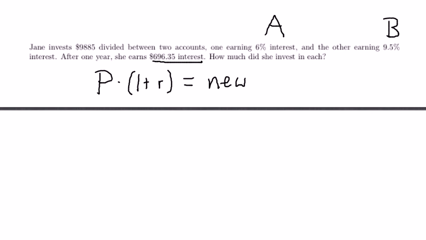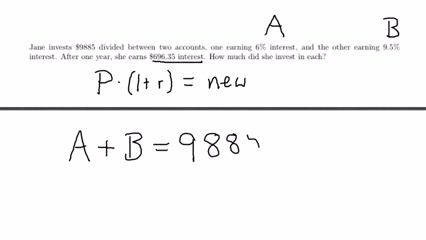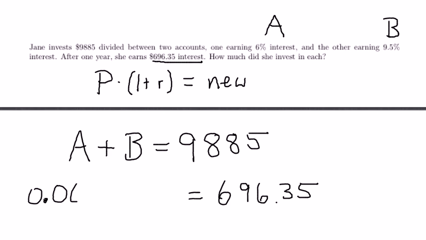Hopefully you can see one of the equations is very easy. A plus B is 9,885. And now we just have to say, well, how much interest does she earn? She earns 696.35. And where does it come from? It comes from 0.06 times A plus 0.095 times B. So each of these is rate times principal plus rate times principal.